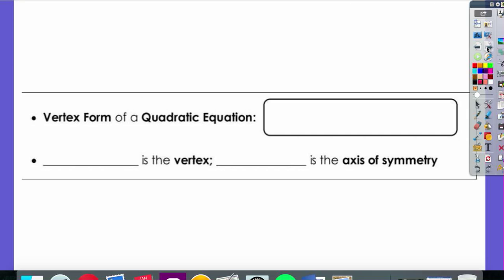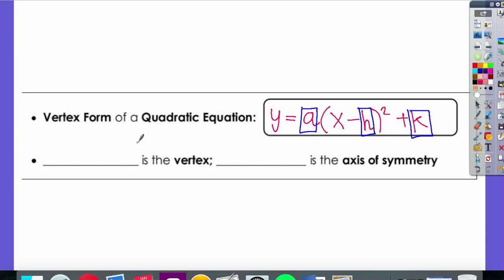So vertex form of a quadratic equation is going to look like y equals a times (x minus h) squared plus k. I know that looks kind of crazy to you right now, but really what's happening is this a, this h, and this k are potential numbers that could be in place of there. The x and the y are going to stay x and y, and sometimes you might see a number in a's position, sometimes you might see a number in h, sometimes you might see a number in k.